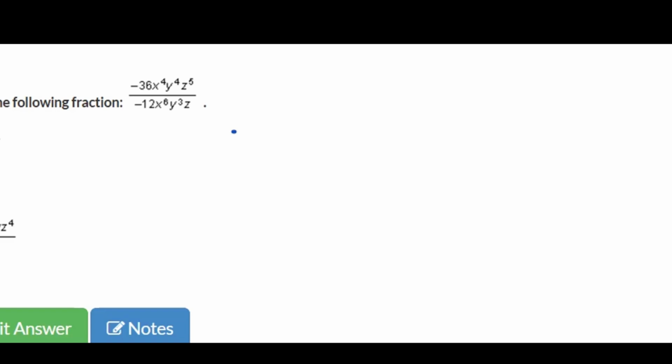Improper fraction. Think about negative and negative. Negative divided by negative is positive. And 36 divided by 12 is 3. Yes. So it is 3.